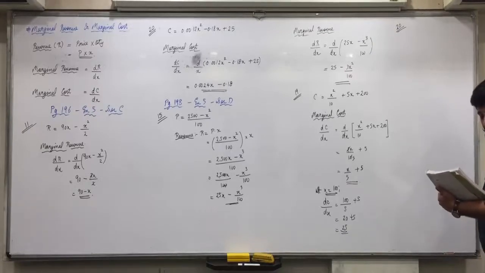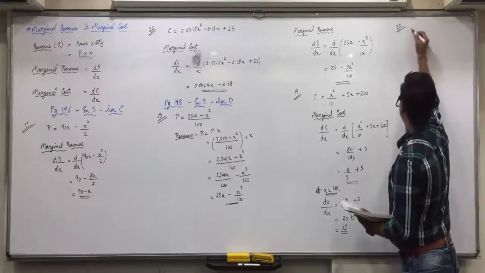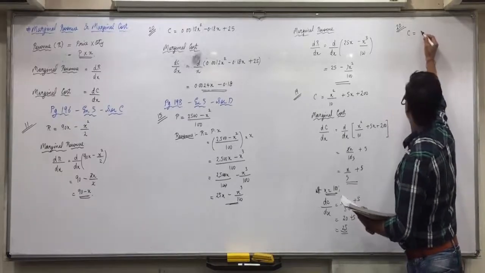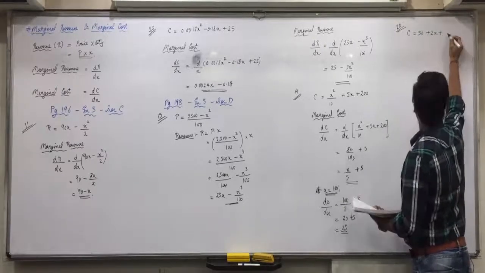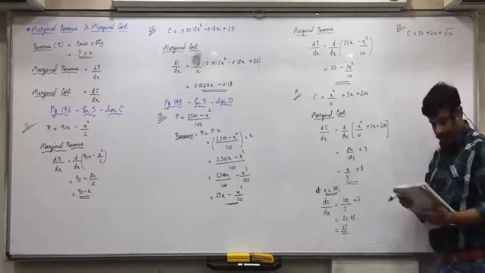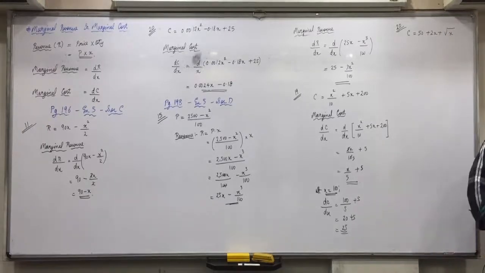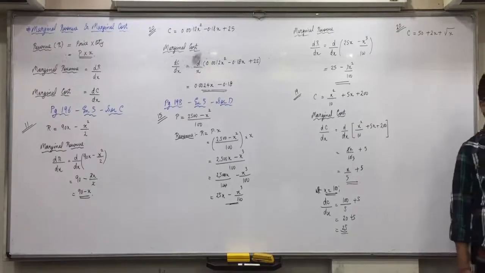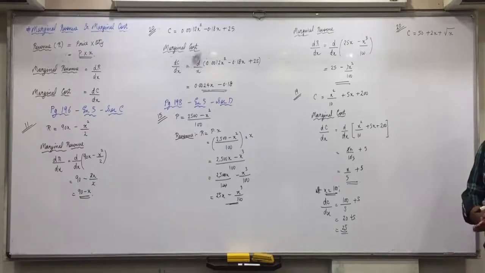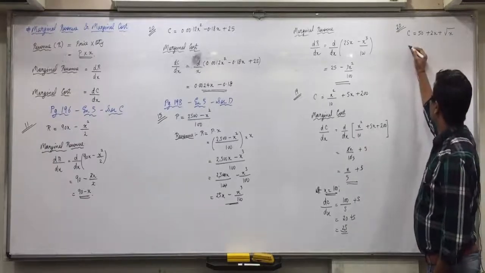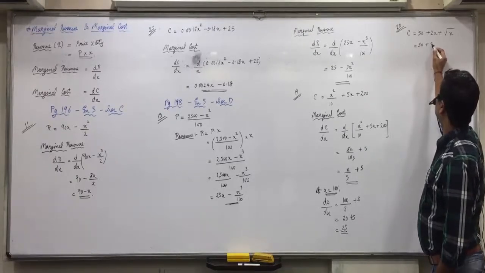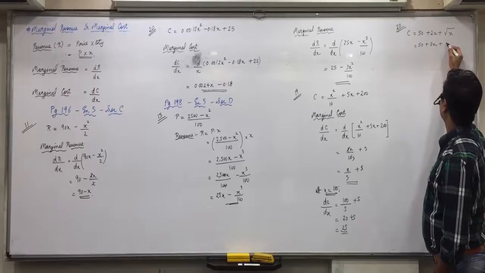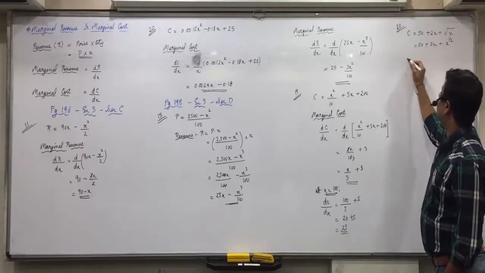Now question 20. The cost function of producing x units of a commodity is C equals to 50 plus 2x plus root x. Again, find the marginal cost if the production is 100 units and interpret. So, Lavina. Now, first of all, 50 plus 2x plus x raised to 1 by 2.